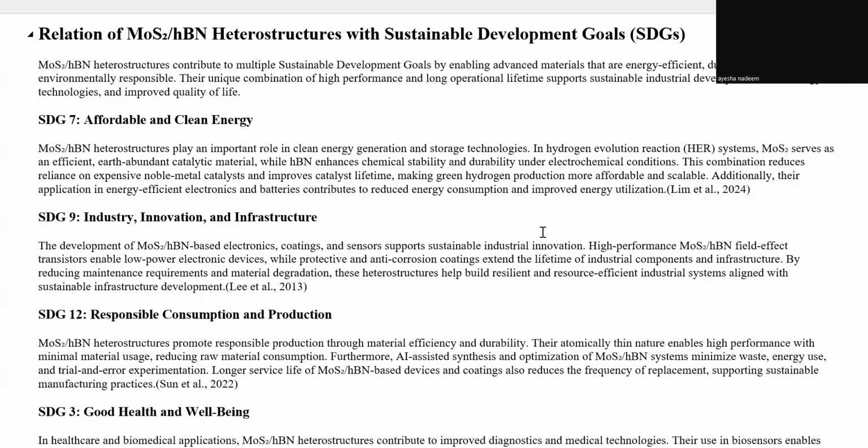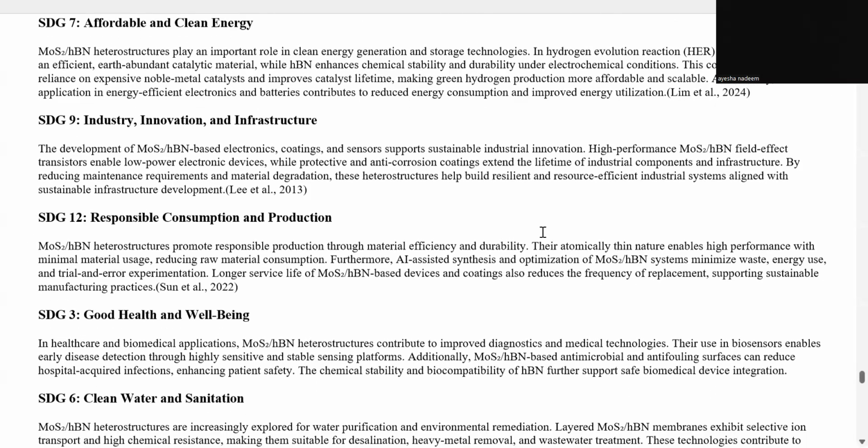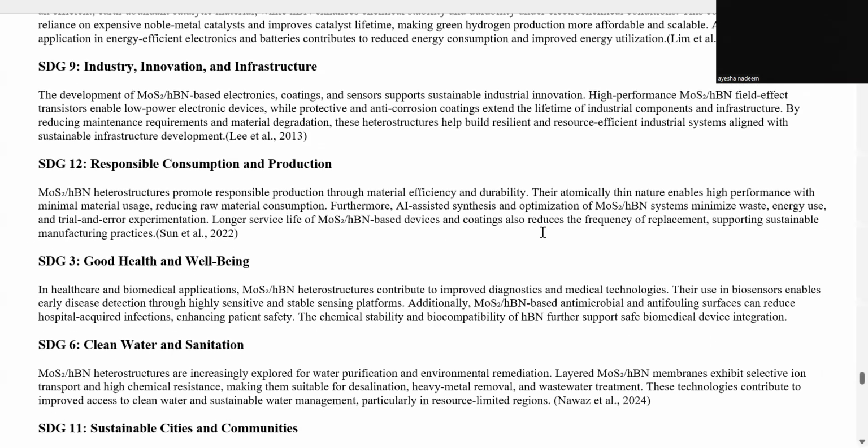Now, the third is their relation with SDG 12, which is responsible consumption and production. MoS2 heterostructures promote responsible production through materials efficiency and durability.